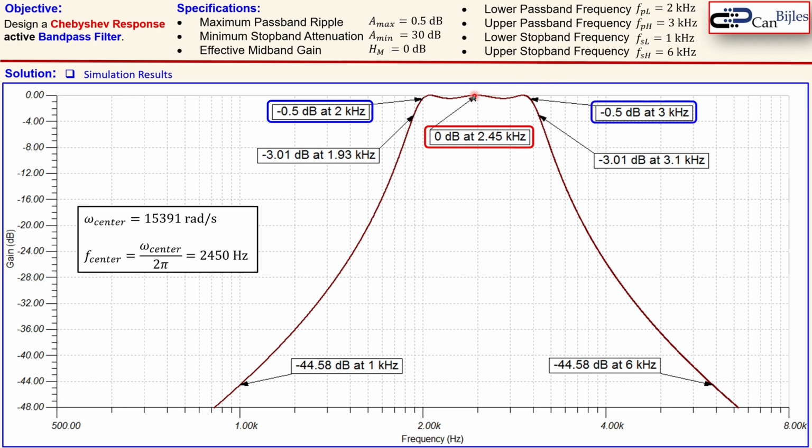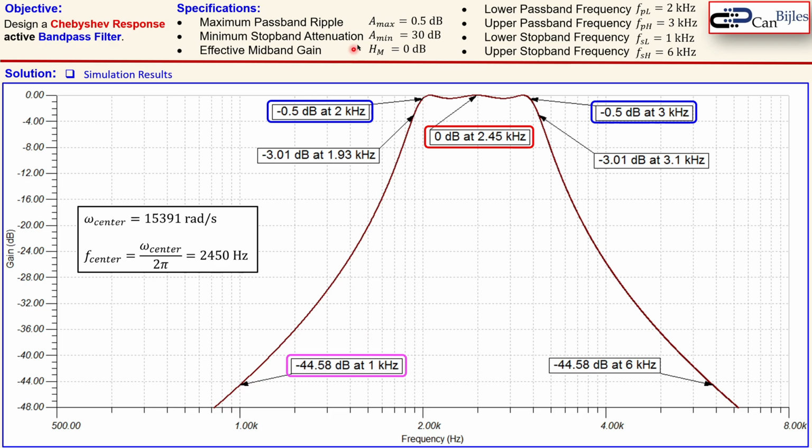Now looking at 3 kilohertz, we see that we also have a gain of minus 0.5 dB, again as we wanted, so the maximum passband ripple is also achieved. Looking at the two other parameters, which are the stop band attenuation, as set in the calculations, we had almost, let's say, 3 as the n, we round it up, n is 3 as an integer.